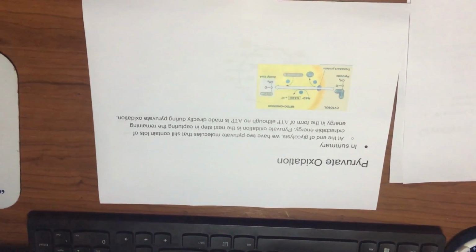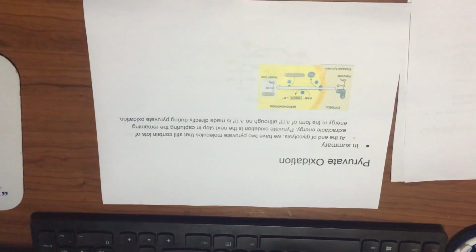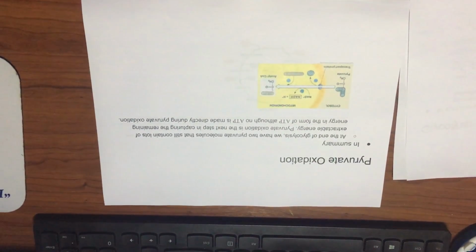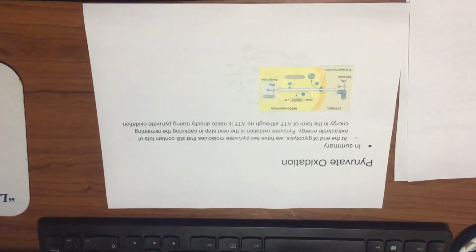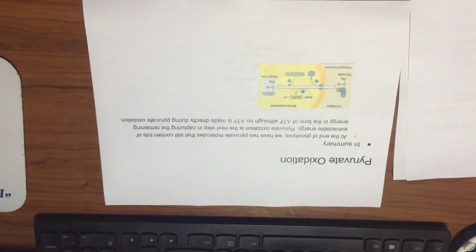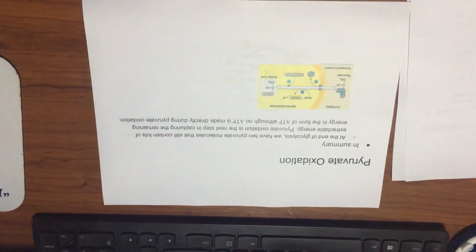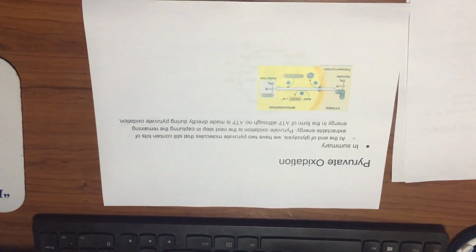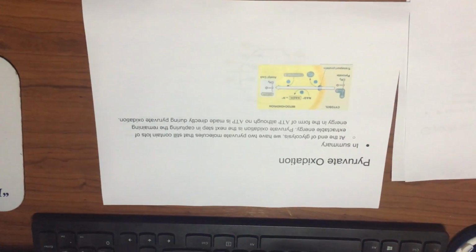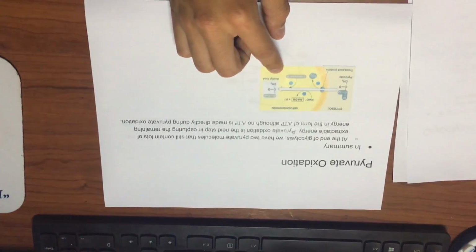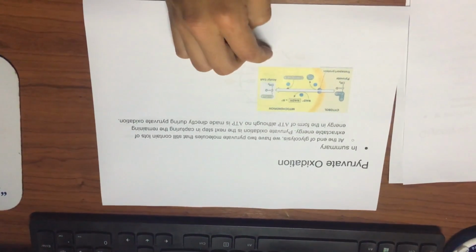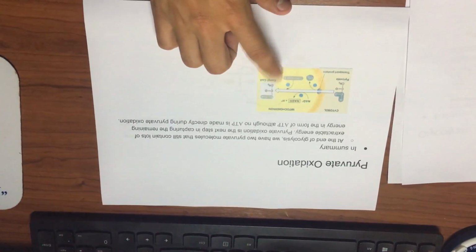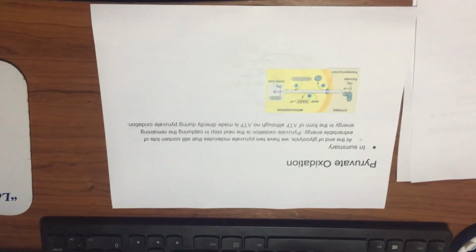The pyruvate that was made in glycolysis is now sent through the mitochondrion, and a carboxyl group is removed from the pyruvate, releasing CO2. Then an NAD+ is reduced to NADH. Finally, an acetyl group is transferred to coenzyme A, resulting in acetyl CoA. Pretty much, this is a setup for the Krebs cycle because no ATP is produced in this step.